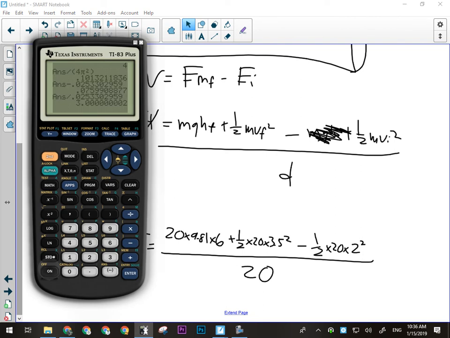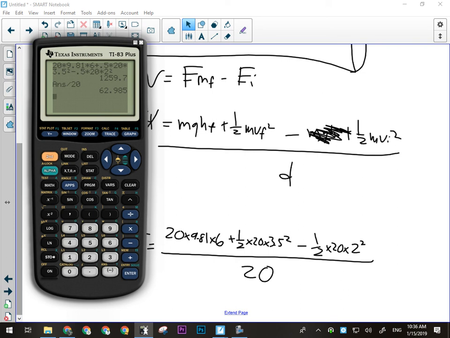Okay, so we've got 20 times 9.81 times 6 plus 0.5 times 20 times 3.5 squared minus 0.5 times 20 times 2 squared divided by 20. All right, so we had to use 63 newtons worth of force in order to make this happen. All right. That would be the total force used.